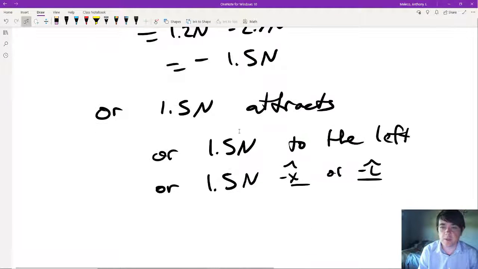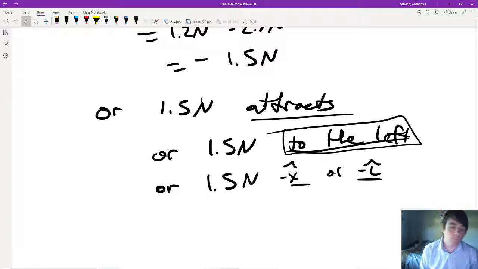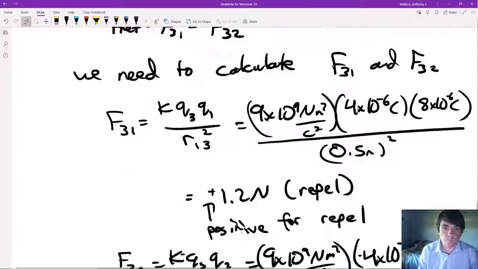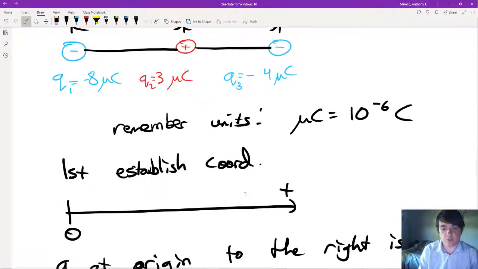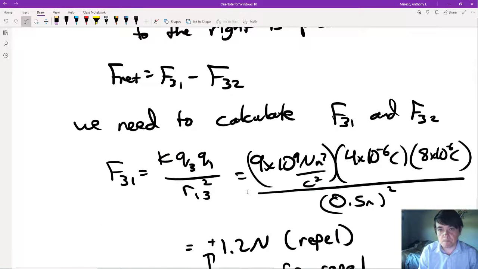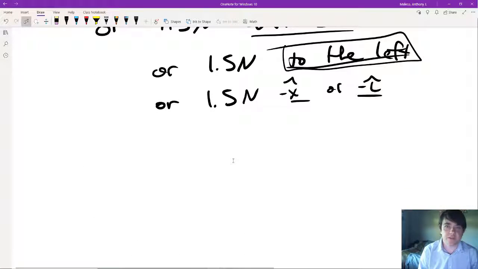There's multiple ways to talk about direction. You could say it's attractive, you could say to the left. This is probably what I'll put on an exam, because we'll have an already established coordinate system there. So yeah, just be careful with signs.